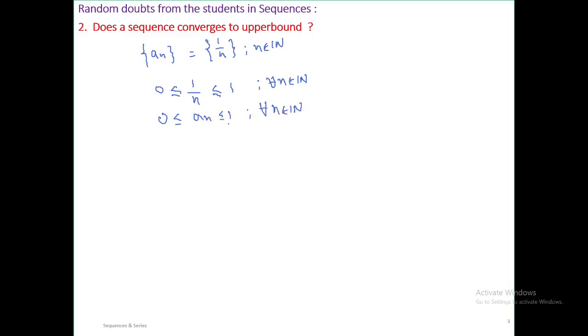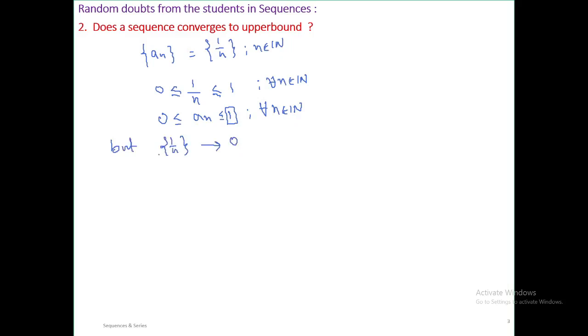Now this is an upper bound. It doesn't mean that the sequence converges to 1. So which number does the sequence converge to? The given sequence 1 over n converges to 0. It is converging to the lower bound.